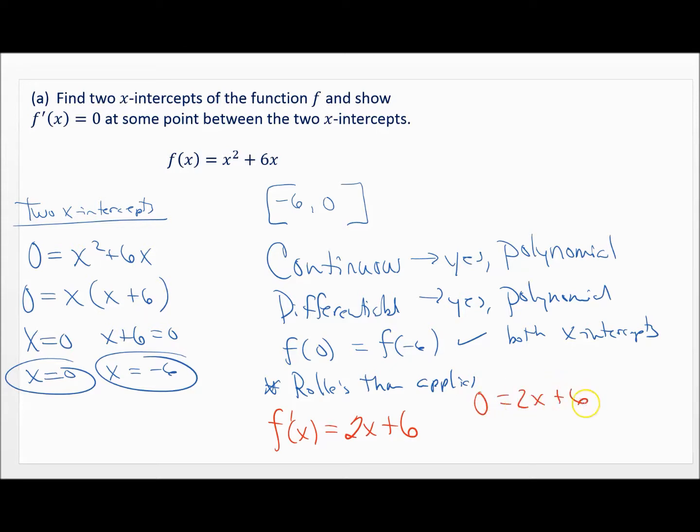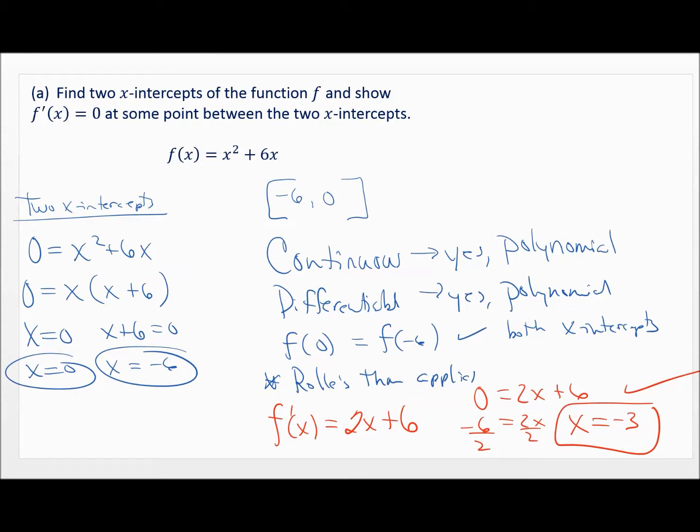When I solve that, it's going to be a number between negative 6 and 0. Okay, at least there's going to be a value between negative 6 and 0. So I subtract the 6, I divide by 2, and I get x is equal to negative 3. Is that between negative 6 and 0? Sure is. We were guaranteed the value.